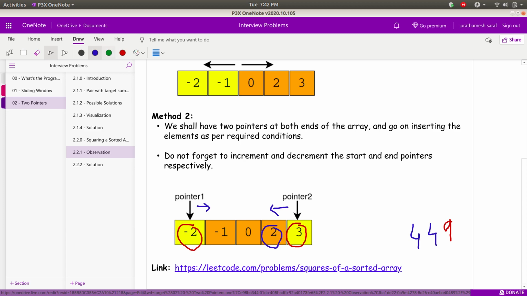Now between -1 and 0, 1 is greater, so I added the square, so the value will be 1. And then finally I will add the square of 0, that is 0. So I would get my sorted array: 0, 1, 4, 4, and 9. So this is the simple approach: first compare the elements at both ends, that is the absolute values, and whichever is greater you add it to the list, and so on, you can go on adding to the start of the linked list, right?